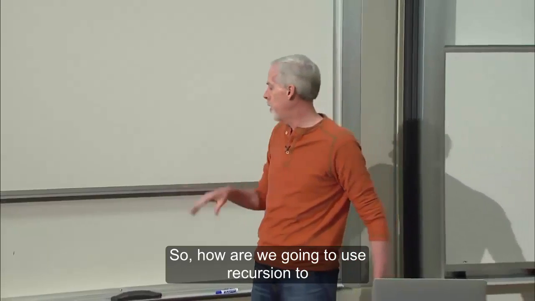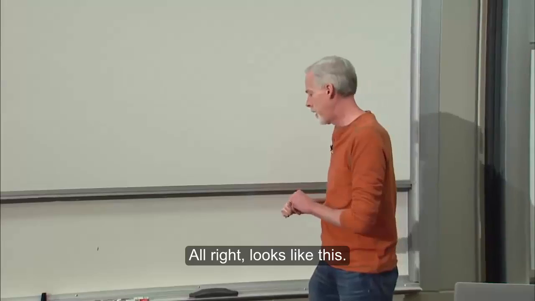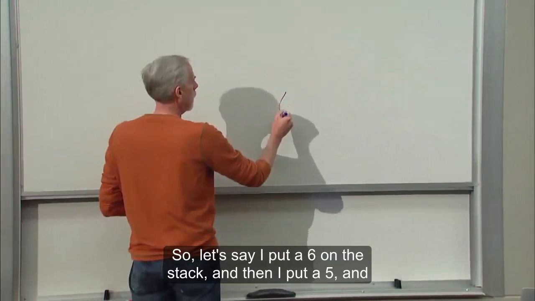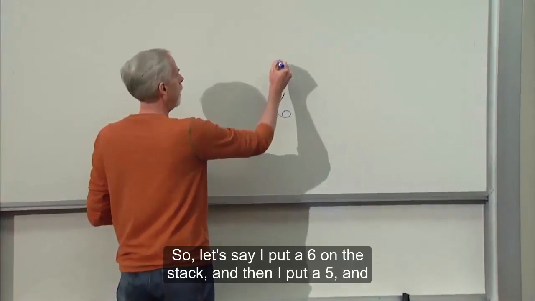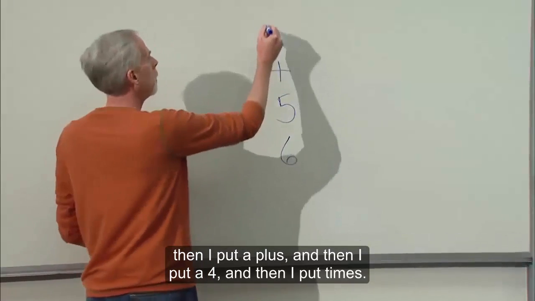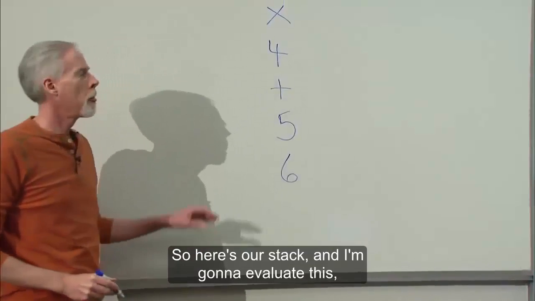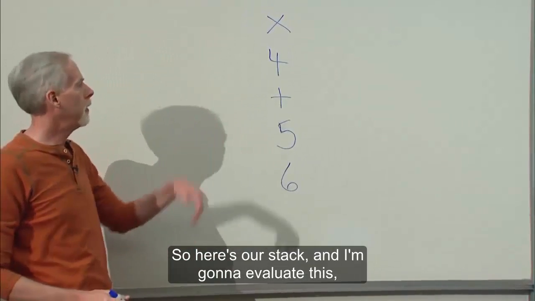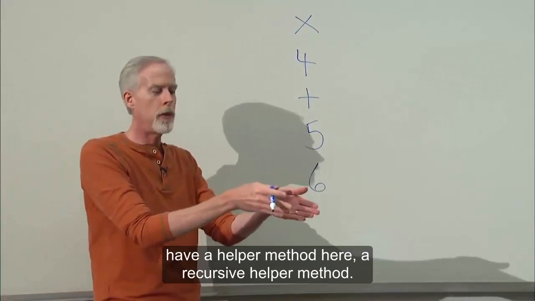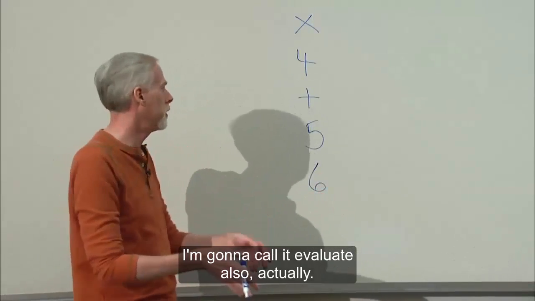So how are we going to use recursion to evaluate this stack? All right, looks like this. I'm going to do a sample stack right here. So let's say I put a 6 on the stack, and then I put a 5, then I put a plus, then I put a 4, then I put times. Okay, so here's our stack, and I'm going to evaluate this using recursion. How am I going to do that? Well, really, I'm going to have a helper method here, a recursive helper method. I'm going to call it evaluate also, actually.